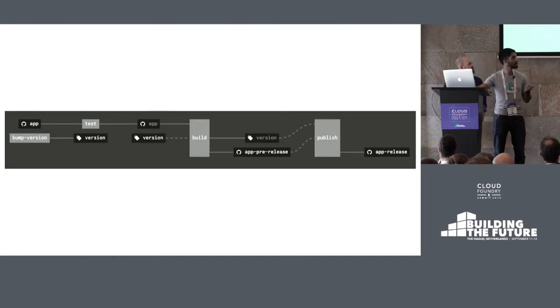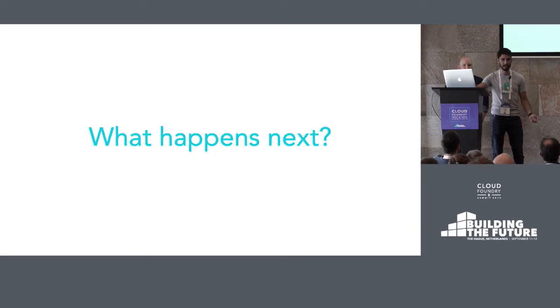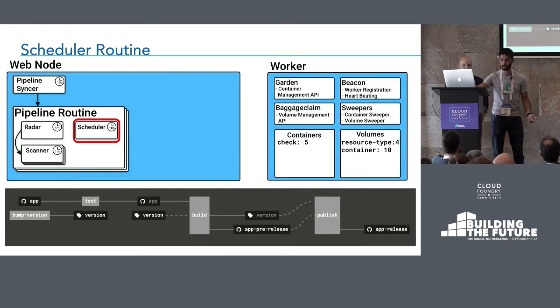All right, back to our sample pipeline. So our check containers are created, they ran, and we found some new versions from these. So what happens next now that we have these new versions? So the scheduler starts up. The scheduler was actually always running, and the scheduler, again, is another routine that's running in the web node. But the scheduler had nothing to do previously when there were no versions. So it only has stuff to do once there are new versions that have been discovered.